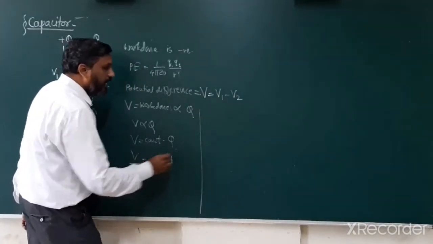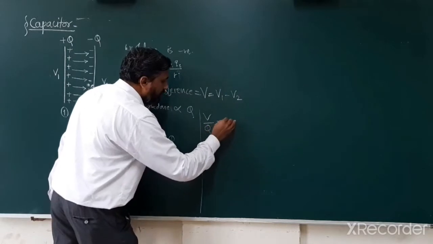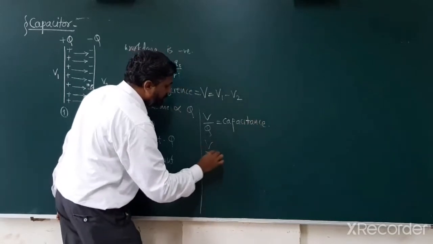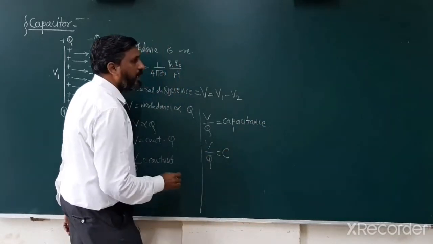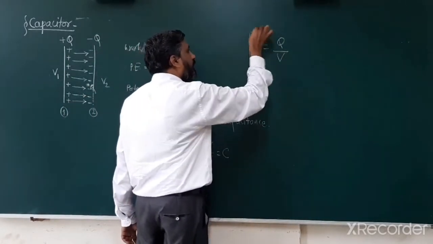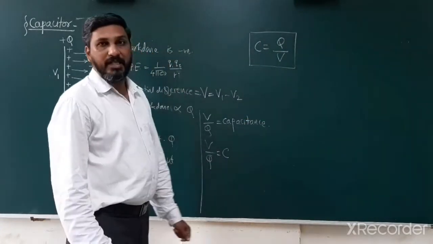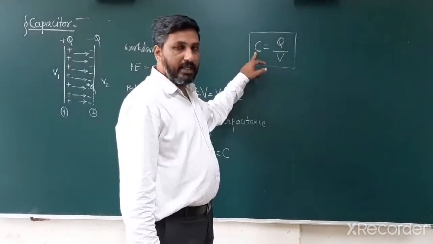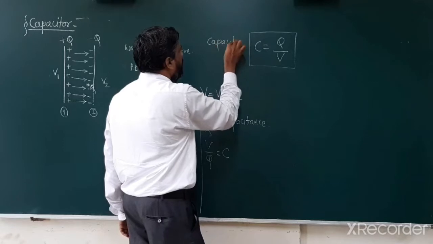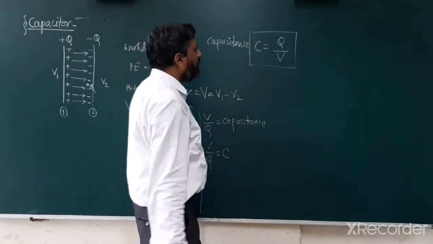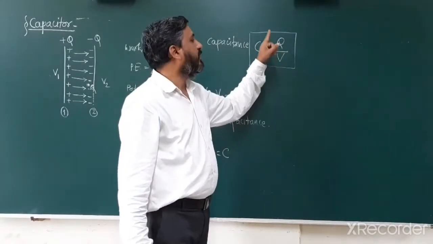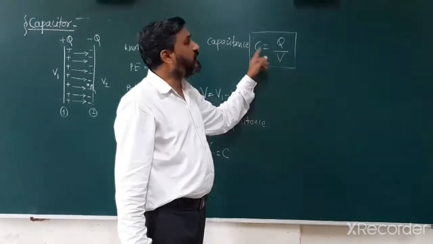This V by Q, this constant, is nothing but my capacitance, and it is symbolically expressed by C. So my formula for capacitance becomes C equals Q by V. This is the formula for capacitance, or capacity of a conductor. Capacitance, C-A-P-A-C-I-T-A-N-C-E, is given by C equals Q by V, meaning charge upon potential. It is the ratio of charge to potential.